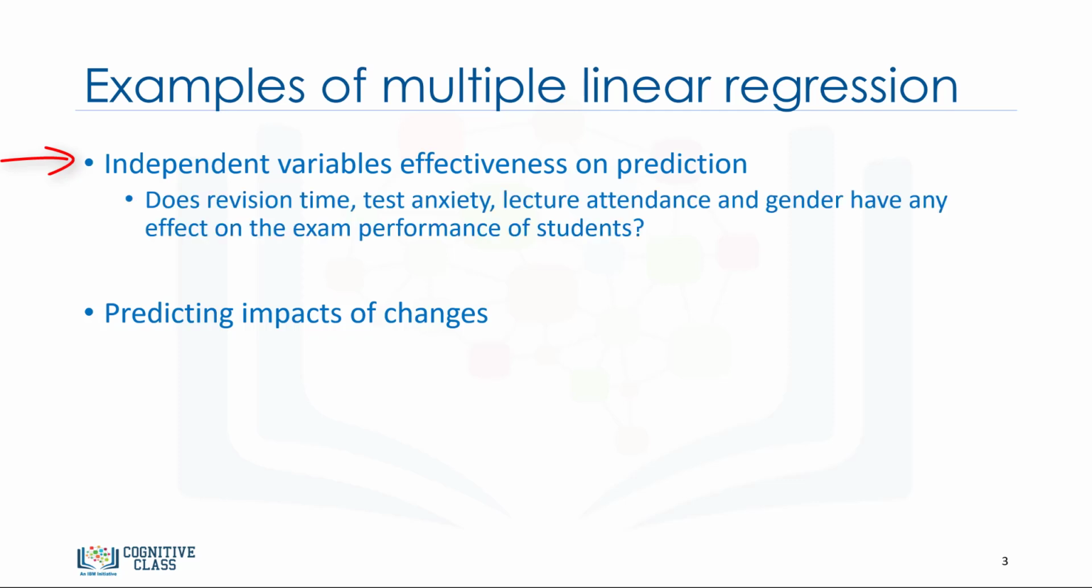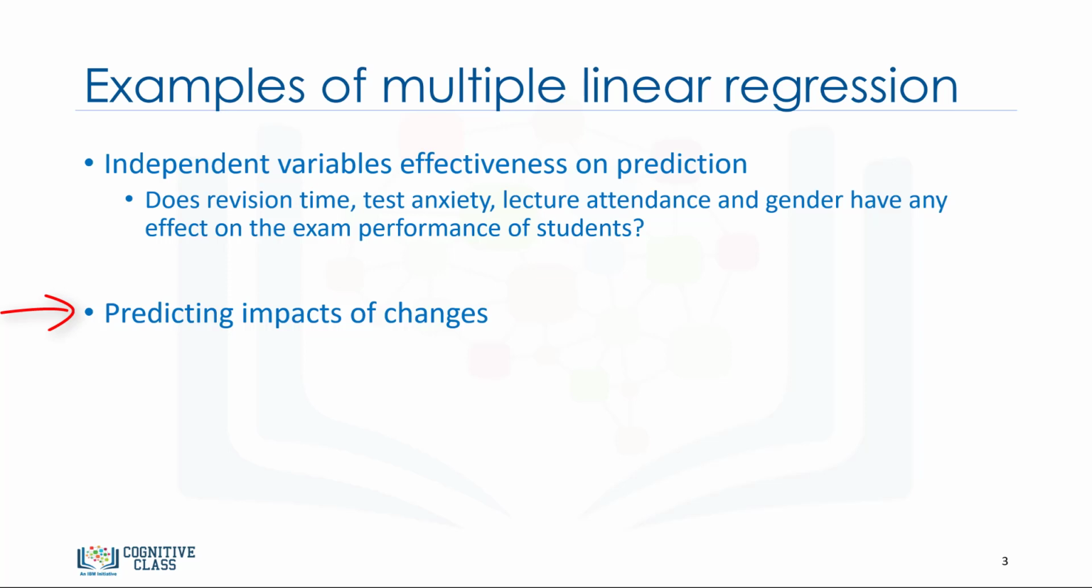For example, does revision time, test anxiety, lecture attendance, and gender have any effect on exam performance of students? Second, it can be used to predict the impact of changes. That is, to understand how the dependent variable changes when we change the independent variables.